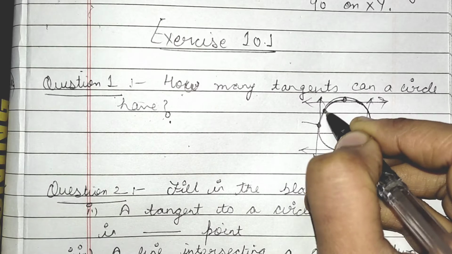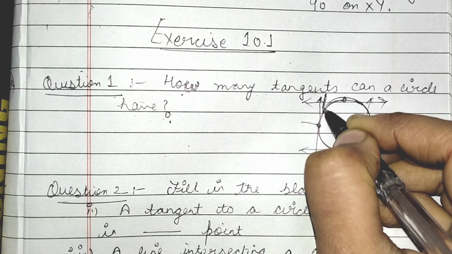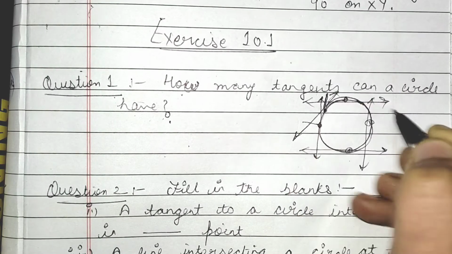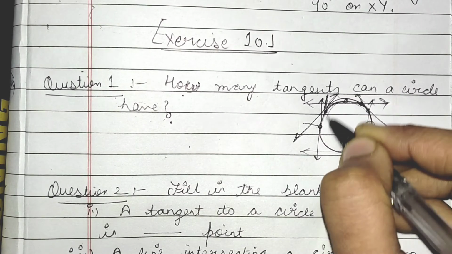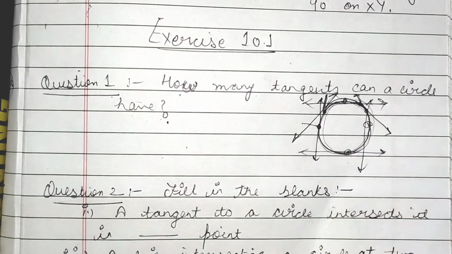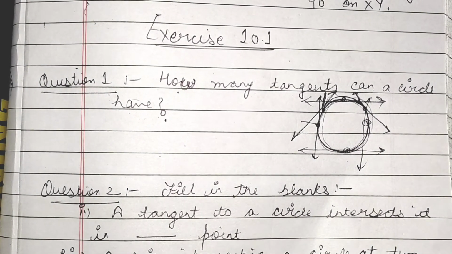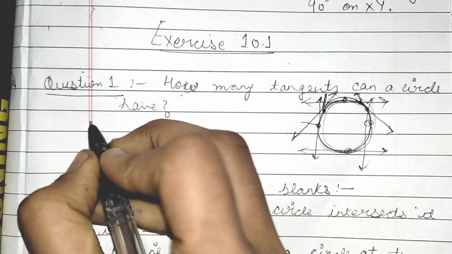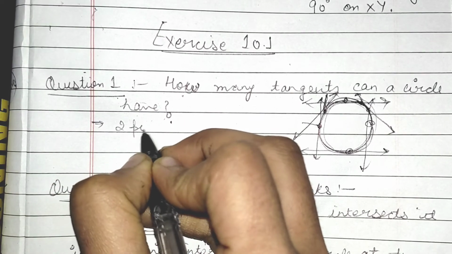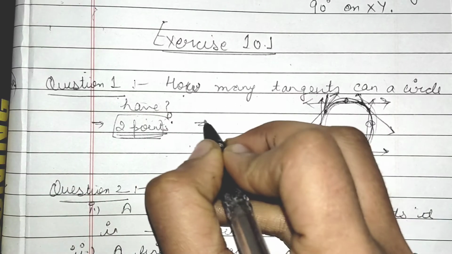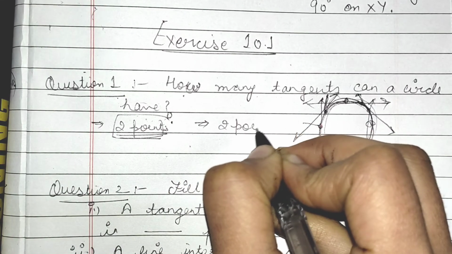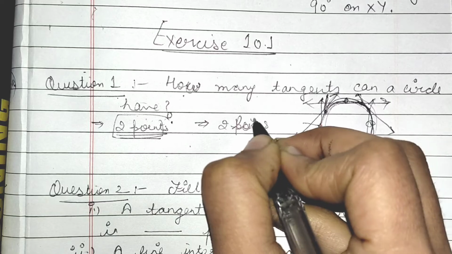A tangent can touch the circle at this point also, only at this point also, right? There are infinite points on the circle, and any line can touch at any point on the circle. Suppose there are 2 points, and a line is passing through these 2 points. So how many such lines will be possible? 2 lines will be possible.